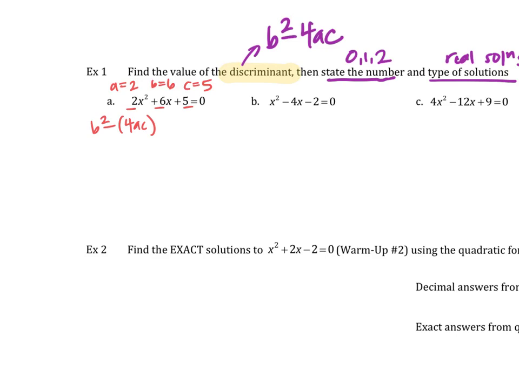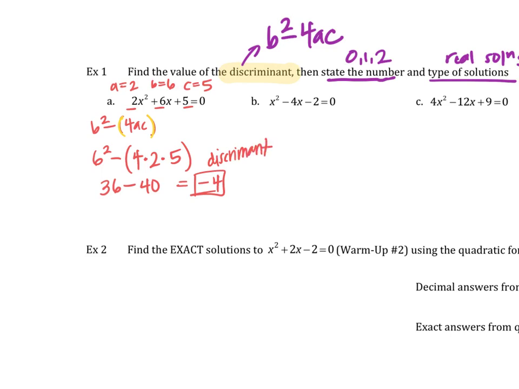You'll notice I put parentheses around the 4AC because it's really important to help with our calculations. We won't get mixed up on negative signs. So we're just going to input the numbers. B in this problem is 6. So we're going to have 6 squared minus 4 times A times C. So I'm going to get 36 minus, what's 8 times 5? 40. And that's negative 4. Okay, so that's my discriminant.